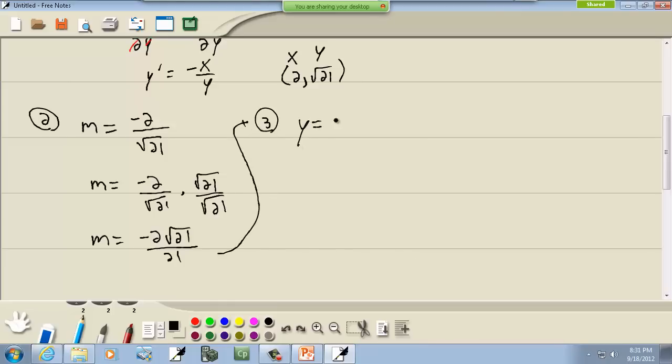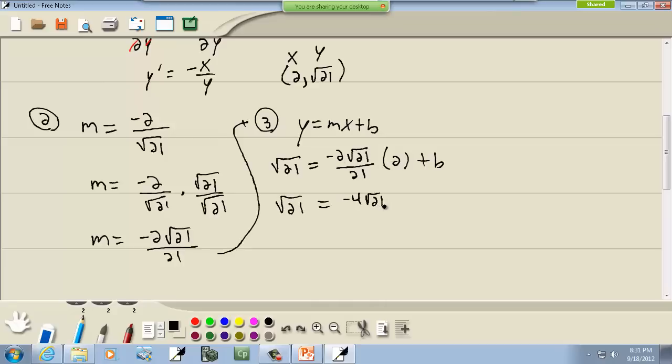Now step 3. Plug in the given point for x and y, and the m from step 2, and solve for b. Well, y we said was square root of 21. M was negative 2 square root of 21 over 21. X is 2, and then plus b. Well, this is square root of 21 equals, and negative 2 times 2 gives you a negative 4 square root of 21 over 21 plus b. Now take that over to the left side, and we've got square root of 21 plus 4 square root of 21 over 21 equals b.